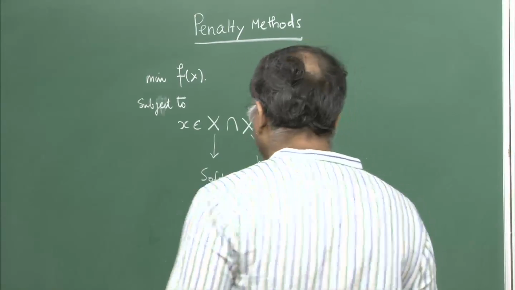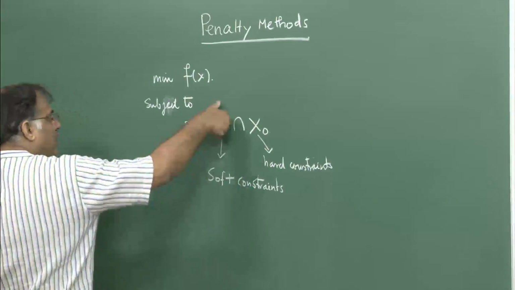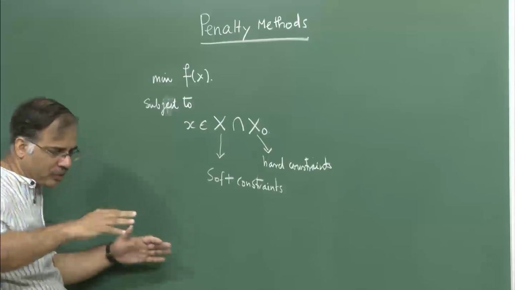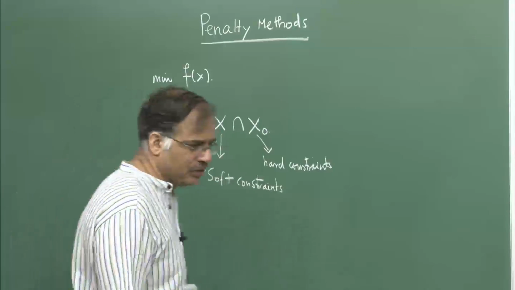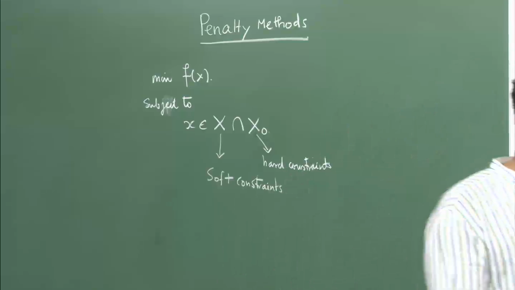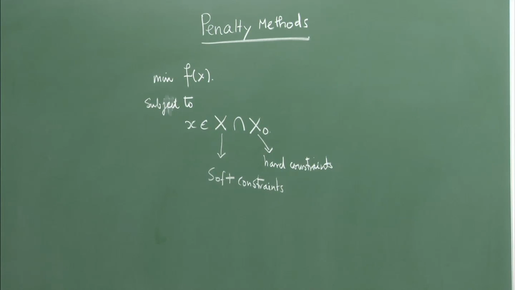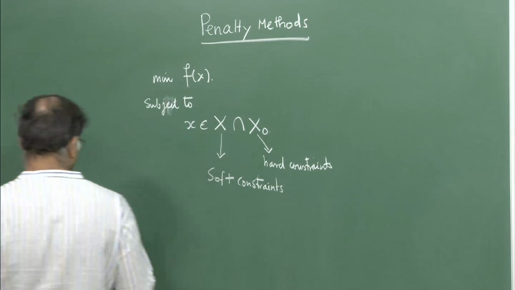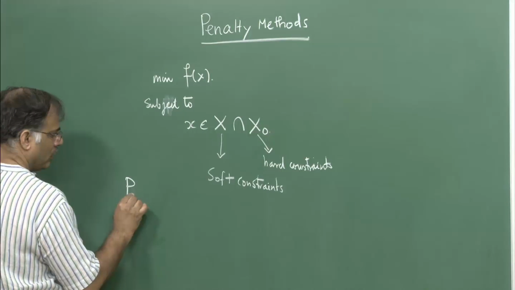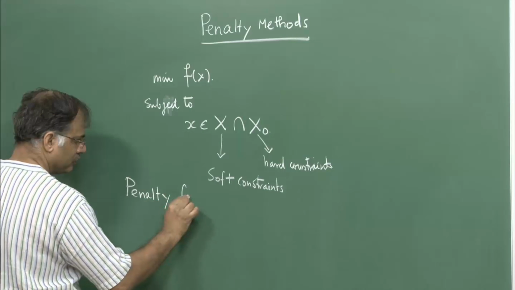So, what we can do is somehow plug this into the objective, and so make the problem much simpler. That is, we create a function called a penalty function. Okay, the penalty function: we construct something called a penalty function.